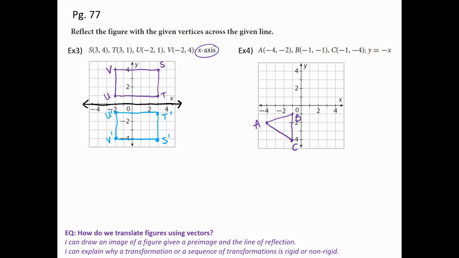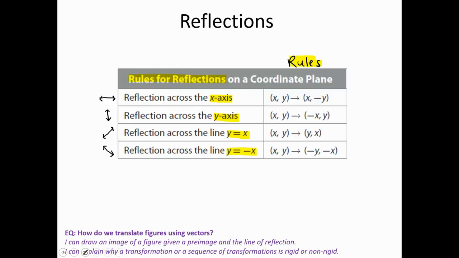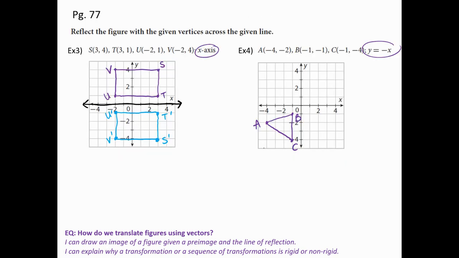And then I'm going to be reflecting across the line y equals negative x. For this one, I'm going to go back and steal the rule. So y equals negative x, the rule says take your ordered pair, (x, y) becomes (negative y, negative x). I'm going to copy that over here. So I have (x, y) becomes (negative y, negative x). So the negatives here mean that we're going to be changing some signs.